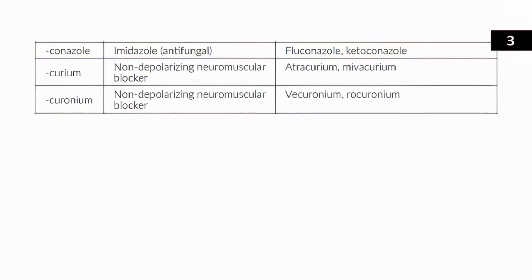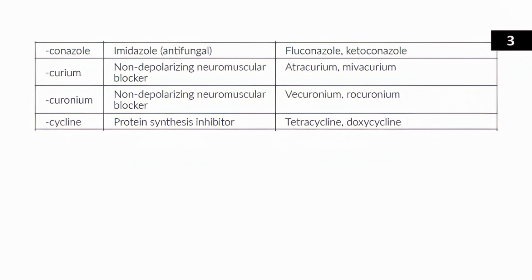The next two are curium and curonium. And these are non-depolarizing neuromuscular blocking agents, like atracurium or vecuronium or rocuronium. Rocuronium always sounds so cool. It's kind of like a radioactive hair metal band. Rocuronium. The cyclines are a type of antibiotic that inhibit protein synthesis, like tetracycline or doxycycline.